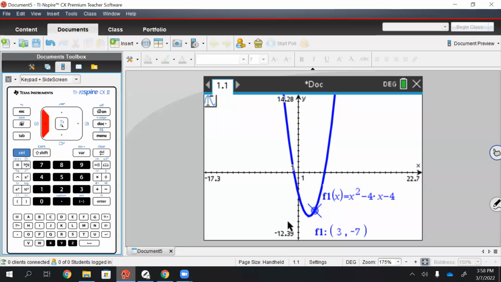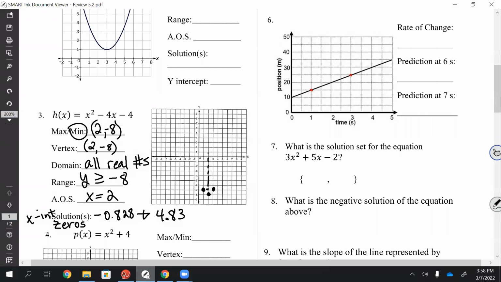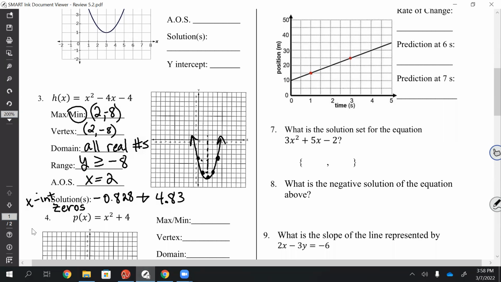Another good point we can get is that y-intercept. So what is my y-intercept? 0, -4. So I would plot that 0, -4. And then again, I can mirror it over. So this one is 2 units away. So I'm going to go 2 units the other way and put that point. And then now you have at least 3 points. So you can draw your line going through. Okay, so that helps us with number 3 and number 4.